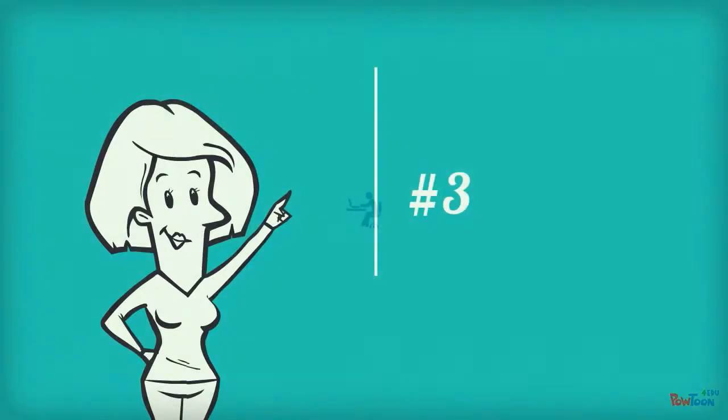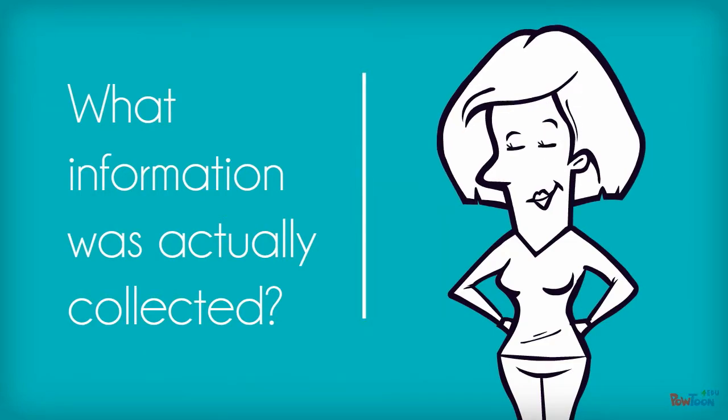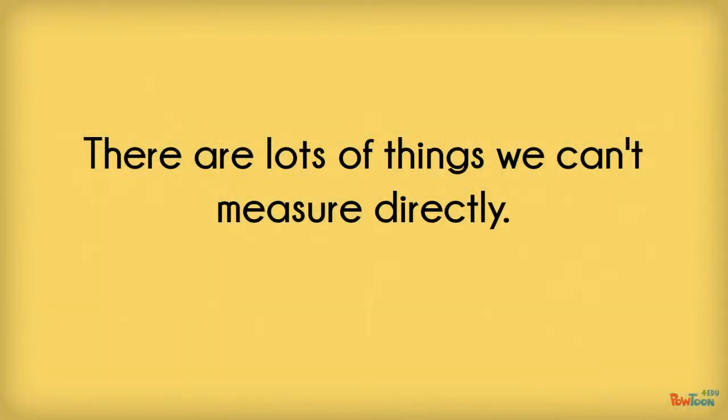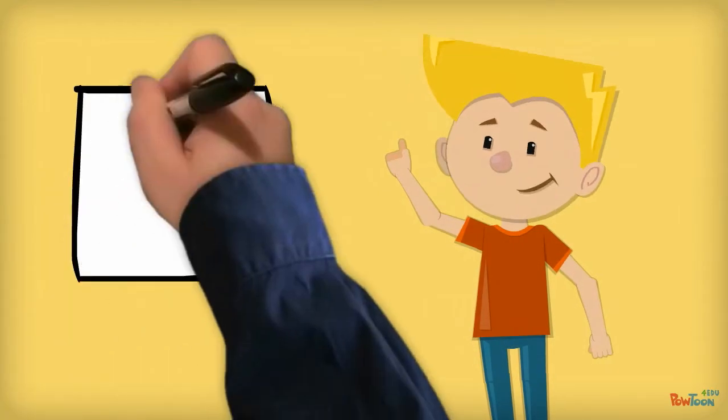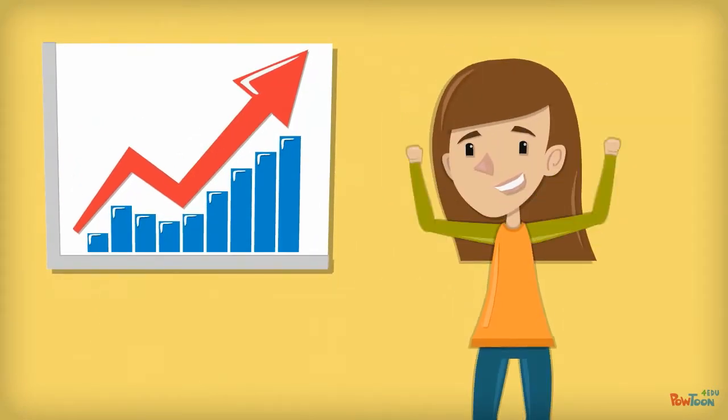Number 3. What information was actually collected? There are lots of things that we can't actually measure directly. For example, there is no clear way to measure things like happiness or satisfaction, so in this case we have to use a different way of measuring to figure it out. For example, we might collect information about grades and participation to understand how happy students felt with respect to the class. This might tell us some things about their happiness, but we could also be missing things.